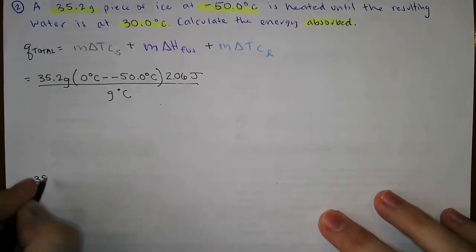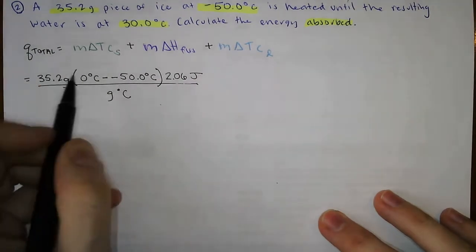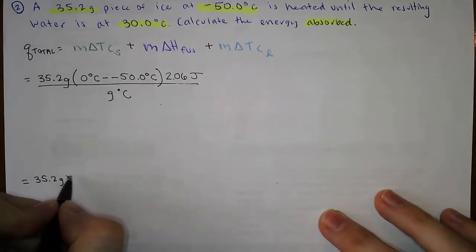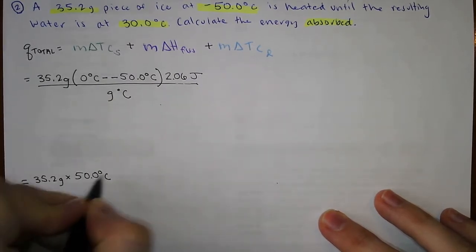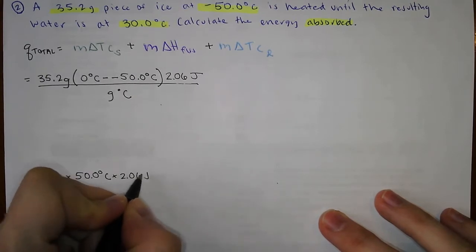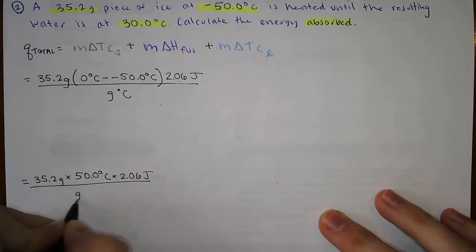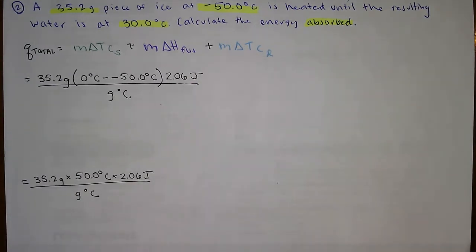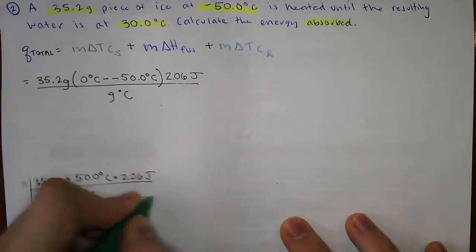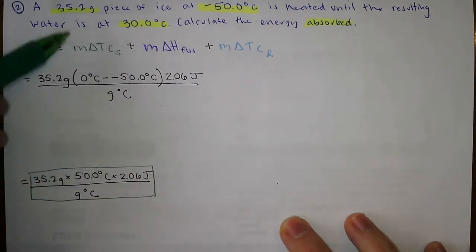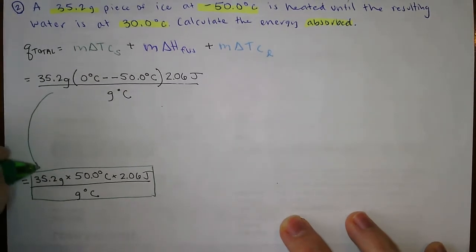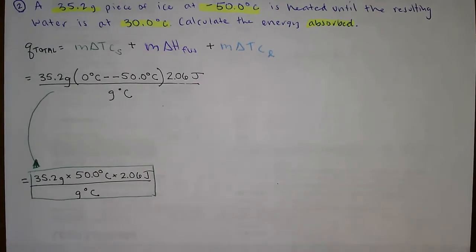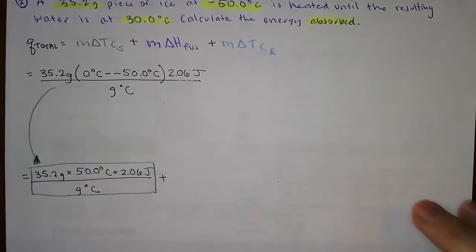So we've got 35.2 grams times 0 minus negative 50, which is going to be just 50. Again, remember this number here didn't have sig figs. Times 2.06 joules per gram degree Celsius. Okay, so there's my m delta T C_s portion. So this came down here and became that. I just know this is going to get a little messy, so I want it to be pretty. Okay, so there's that.